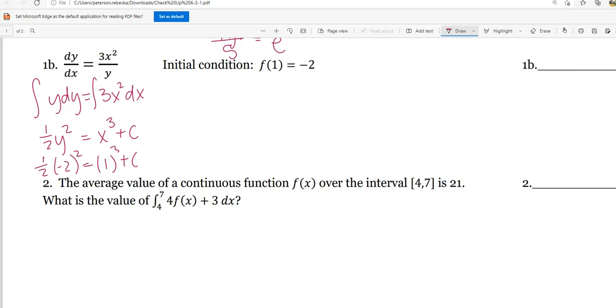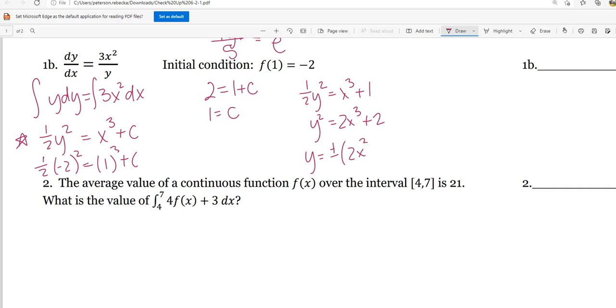So negative 2 squared is 4, half of 4 is 2, and 1 cubed is 1. So if I subtract 1 from both sides, I get that c is 1. So I'm going to plug that back in at this spot. So I've got 1/2 y squared equals x cubed plus 1. I'm going to divide both sides by 1/2 or multiply by 2. And then I'm going to raise both sides to the 1/2 power. But I do need a plus minus when I do that.